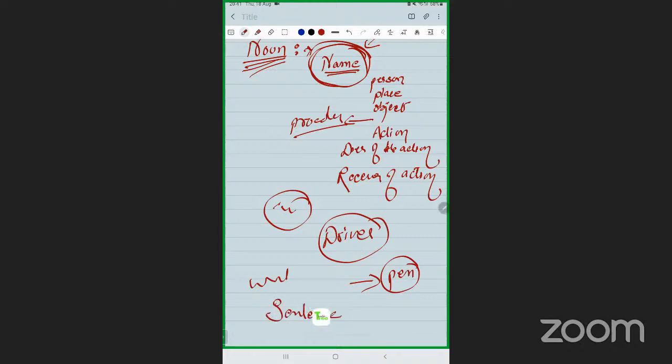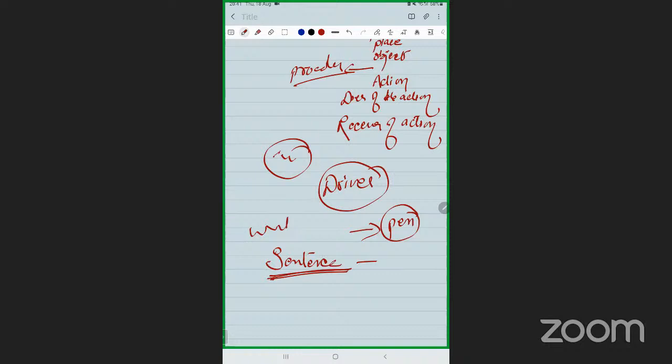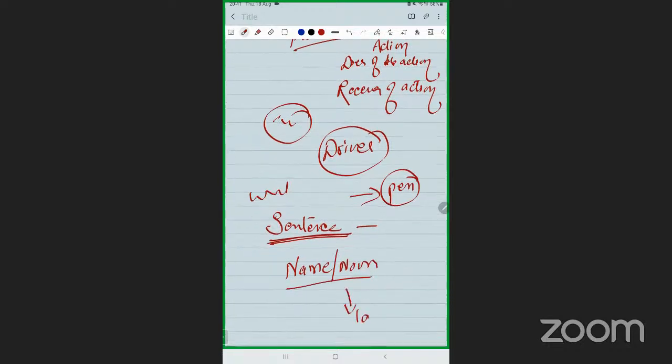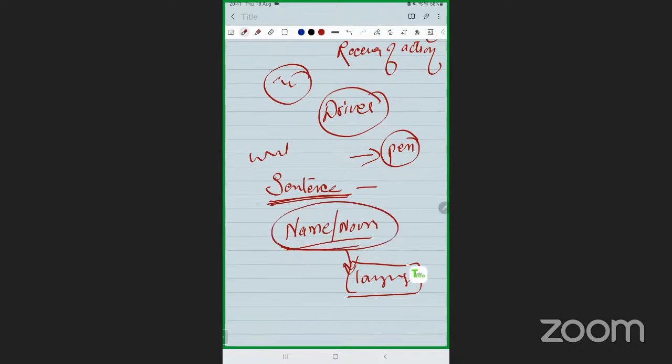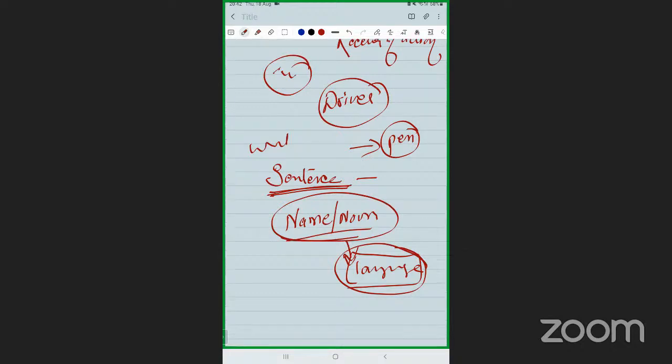Everybody agrees with me, or any difference? Anybody like to differ? Names or nouns are really important. Without using a noun, or a proper noun, a common noun, it will be really difficult to make a sentence. If you give me a liberty, I'm taking a liberty and saying that names or nouns are language. Without this, language will be a problem. Anybody wants to differ? Without name, without noun, language will be difficult.